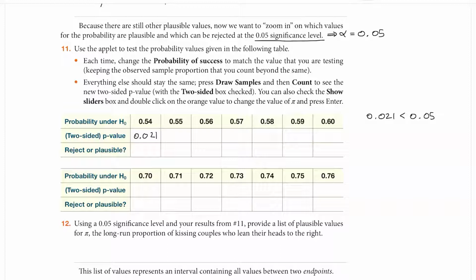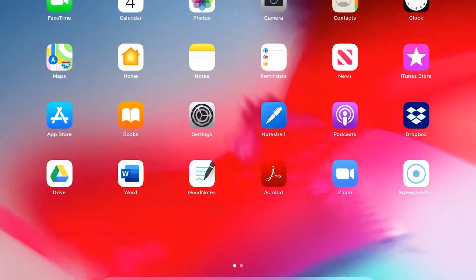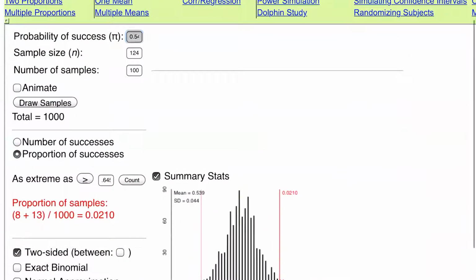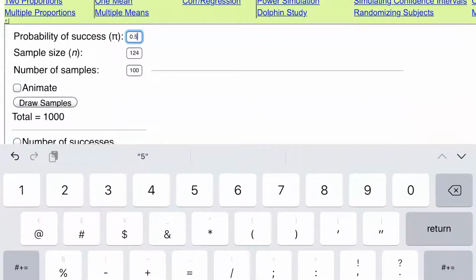So I'm going to fill in my two-sided p-value of 0.021, and I'm going to compare. I'll do this off to the side. 0.021 is less than my alpha significance level of 0.05. Therefore, I am rejecting the null hypothesis.